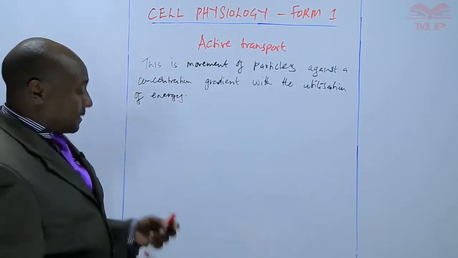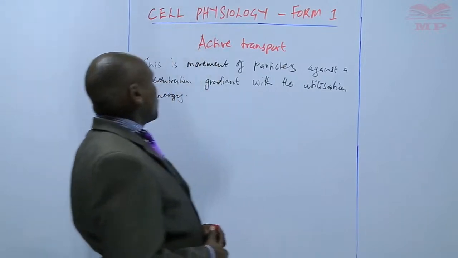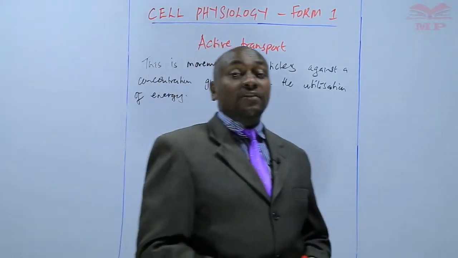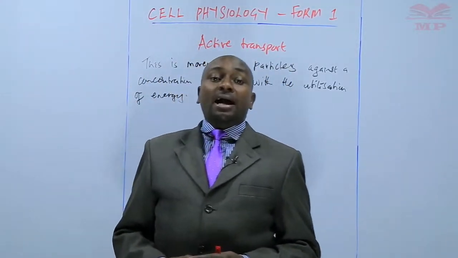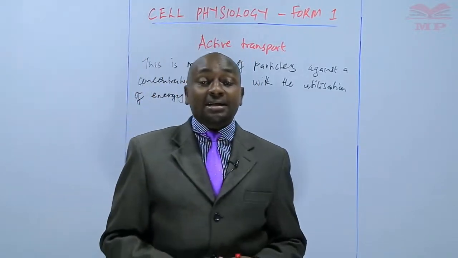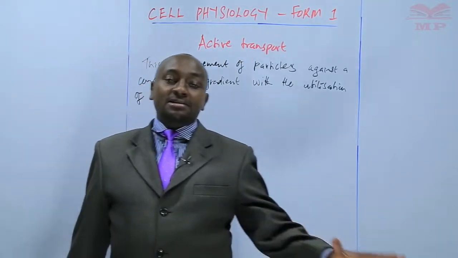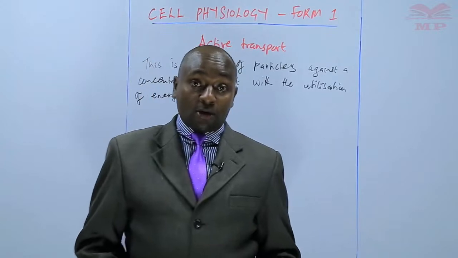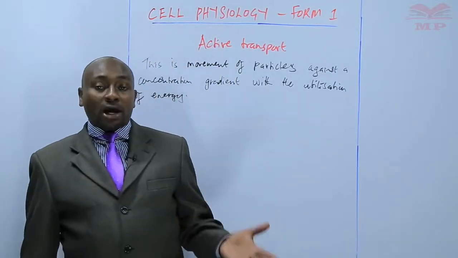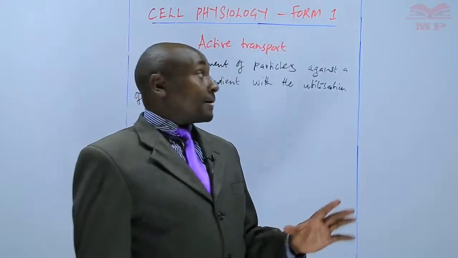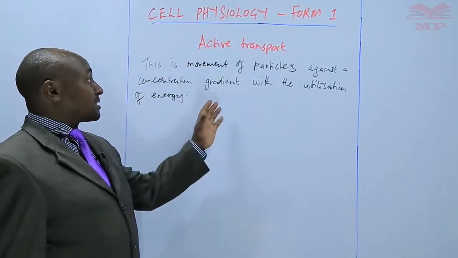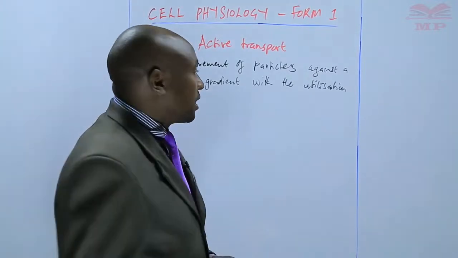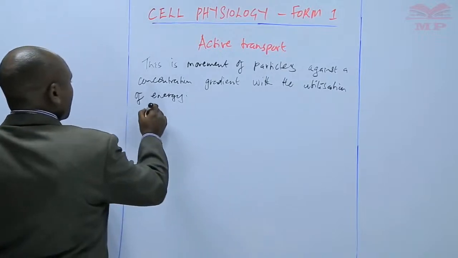So it is believed that for the particles to move against a concentration gradient with utilization of energy, there are some carriers that are required to carry these particles across the cell membrane of plant cells or animal cells. So in this case, we find that a lot of energy is spent to make sure that these particles move against a concentration gradient.